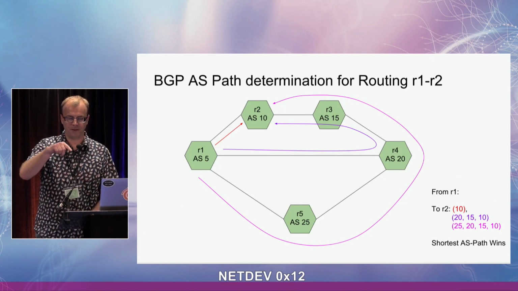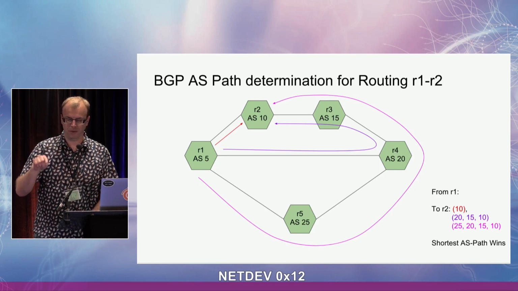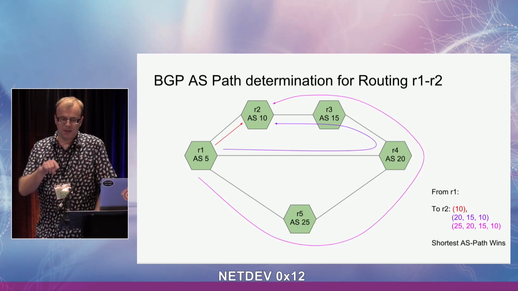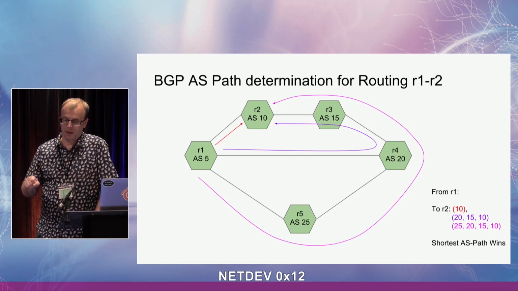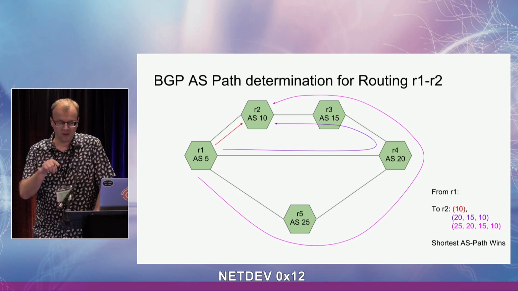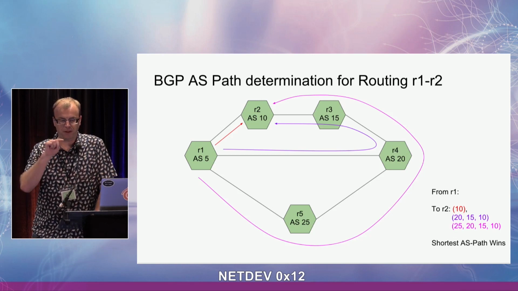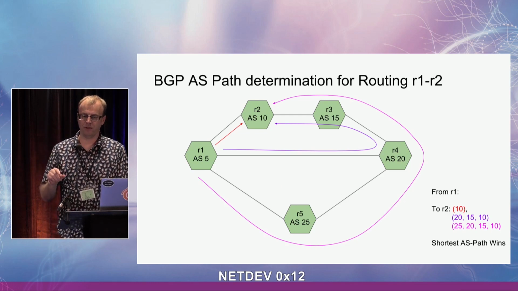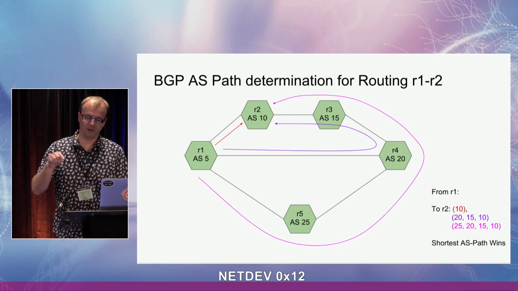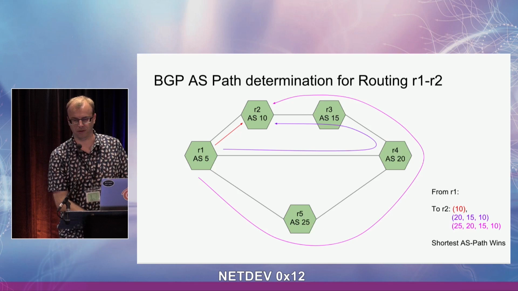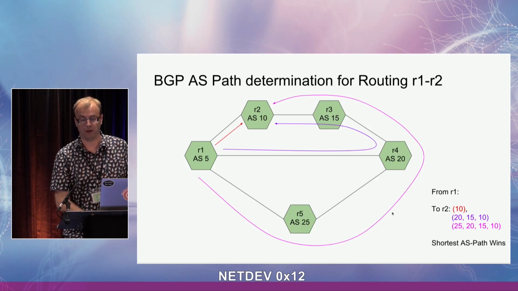The first one is directly from R1 to R2, and that's the AS path of 10. The second one is the middle, which is from AS20 to 15 to 10, and that's a length of 3. And the last one, on the bottom, is 25, 20, 15, 10. As I mentioned earlier, the AS path chosen is the shortest one. In this case, the shortest one is the direct connection between R1 and R2, and that's the route it would choose to install to get to R2.